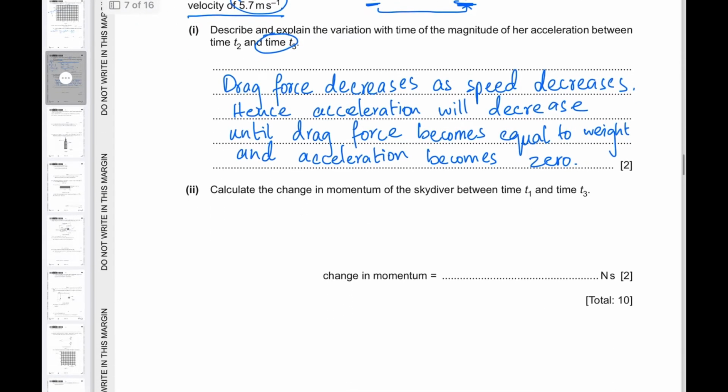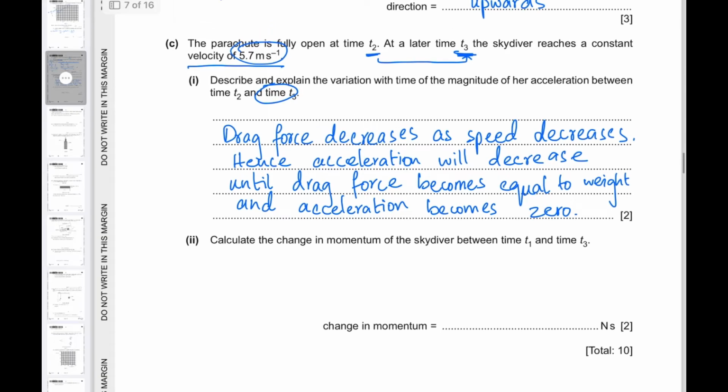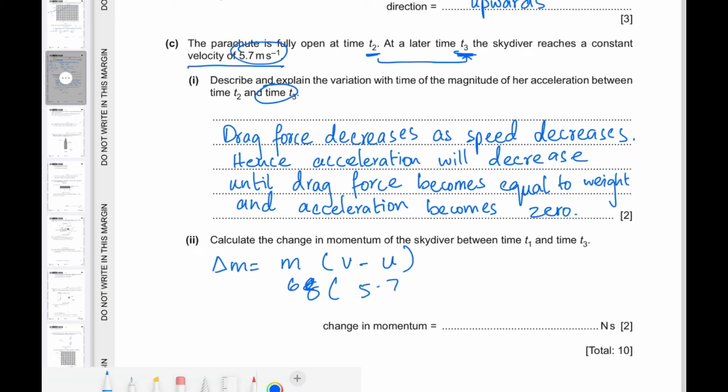Part 2. Calculate the change in momentum of skydiver between T1 and T3. Change in momentum is equal to mass multiplied by final velocity minus initial velocity, that is 68, multiplied by the final velocity at T3 is 5.7 and initial velocity at T1. Okay, T1 is when the skydiver opens her parachute at the first terminal velocity, which can be obtained from the graph, and that's 39 meters per second. This will lead you to 2300 Newton second. Correct to two significant figures.